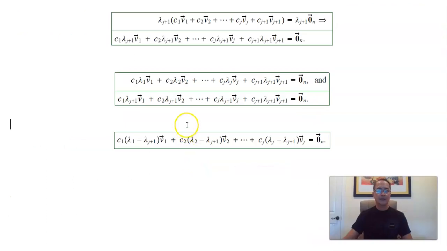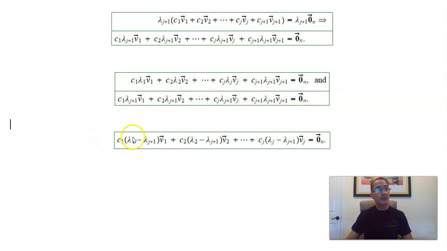This is the equation that we got after we did the first thing, which was multiply both sides of the test equation by A. And this was the equation that we got after we multiplied the test equation by lambda j+1. So now we subtract the second equation from the first equation. It doesn't really matter which order it is.